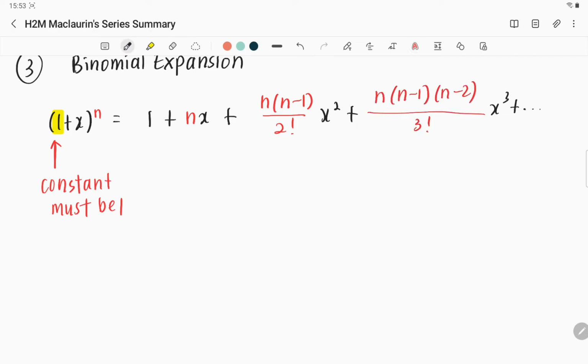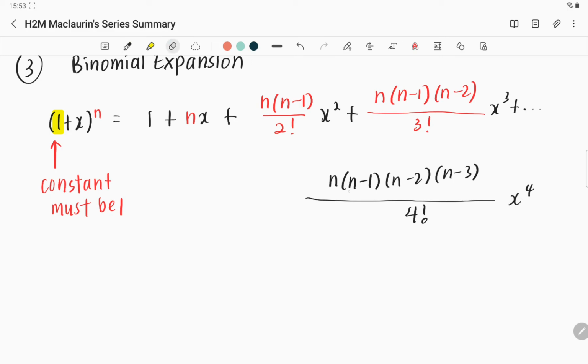Okay, so just to test your understanding, if I were to write the 1, 2, 3, 4, the fifth term, which is x to the power 4, it'll be n times (n minus 1)(n minus 2)(n minus 3) divided by 4 factorial, okay, x to the 4. Okay, so this is the pattern that it follows.